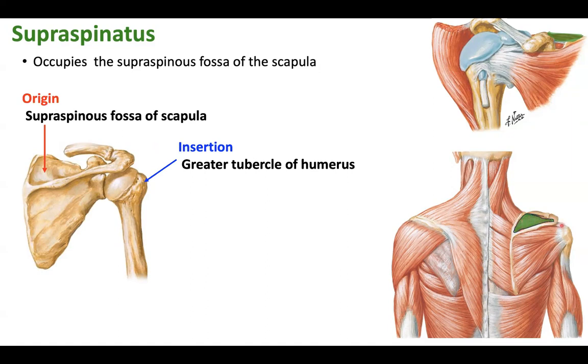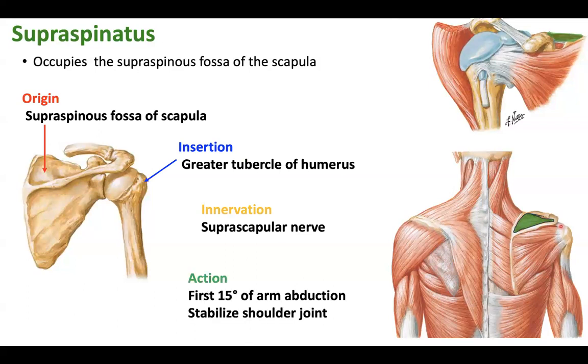Based on the orientation of fibers, when this muscle contracts, it initiates abduction. So the first 15 degrees of abduction are the function of the supraspinatus muscle. And it's innervated by the suprascapular nerve. The suprascapular nerve is a branch from the brachial plexus. It's a supraclavicular branch, and it supplies this muscle.